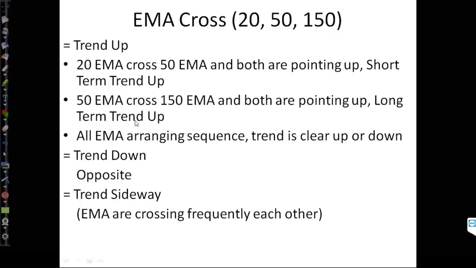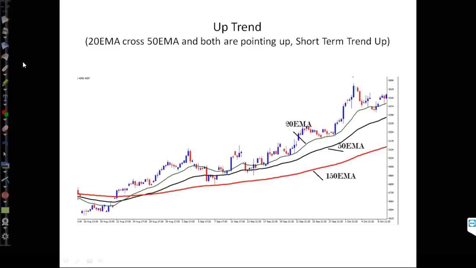Now let's see here. Have you seen this one? This is a 20 moving average, this is a 50 moving average, and this is a 150 moving average, right? Have you seen here in this area, the 20 moving average crossed the 50 moving average? At that time, a candle was forming here. So when they cross each other, we confirm the short-term trend, not the long-term, remember, the short-term trend is up.